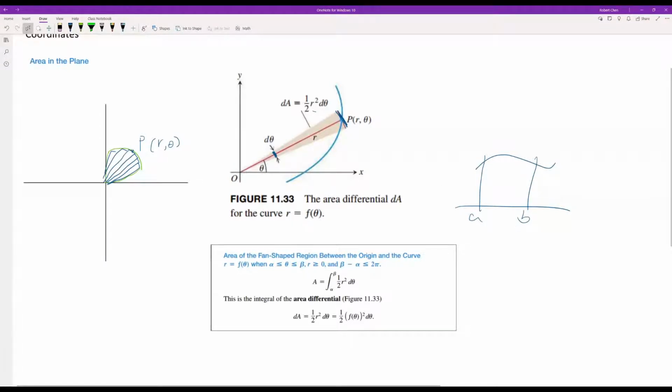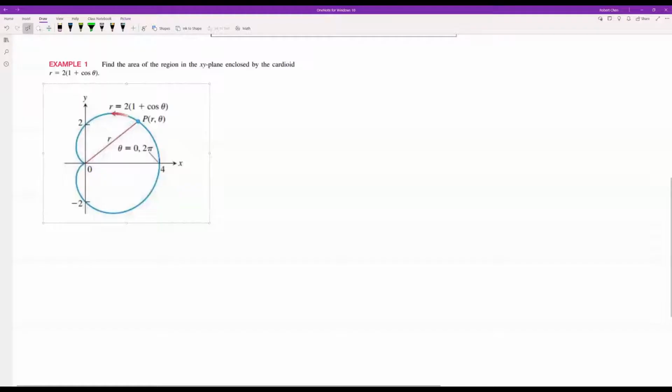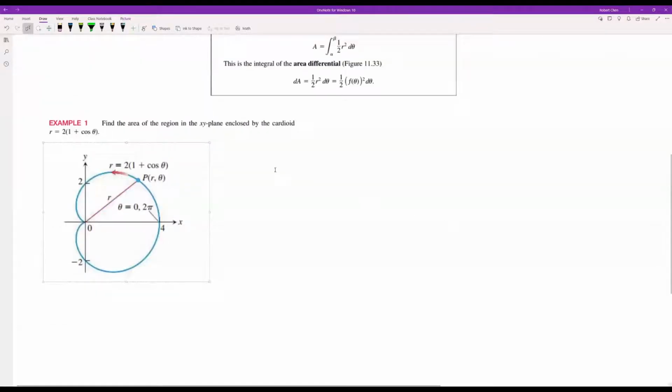All right, so let's take a look at one example. Example 1: find the area of the region in the xy plane enclosed by the cardioid r equals 2 times 1 plus cosine theta. Let's go ahead and do that.